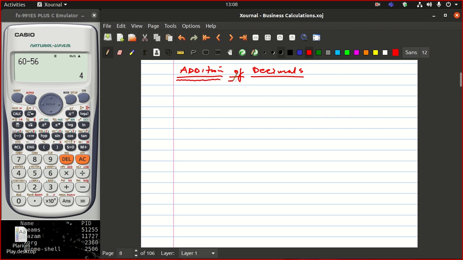Okay, that's great. Now I want us to talk about the addition of decimals. To follow this, there is a nice algorithm that you follow, but I'm going to do that by using some examples here.